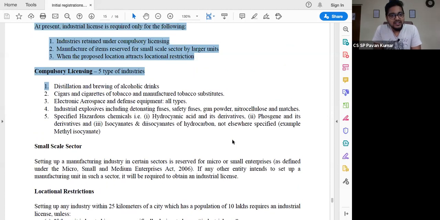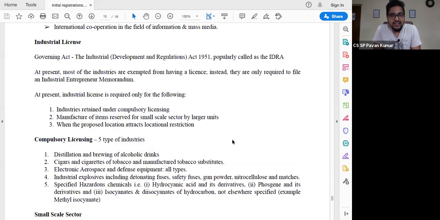So the governing act is the Industrial Development and Regulation Act 1952, popularly called IDRA. At present, most of the industries are exempt from having a license. Instead, they are only required to file an Industrial Entrepreneur Memorandum.